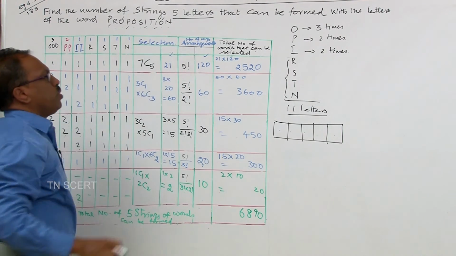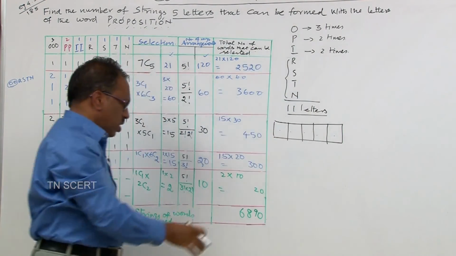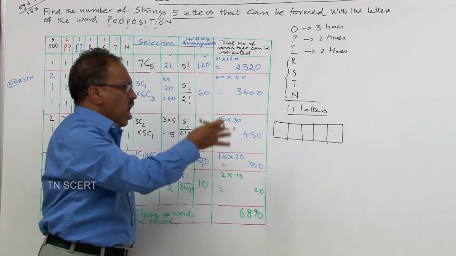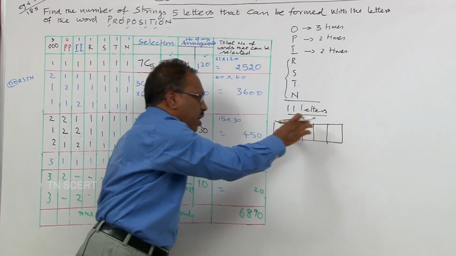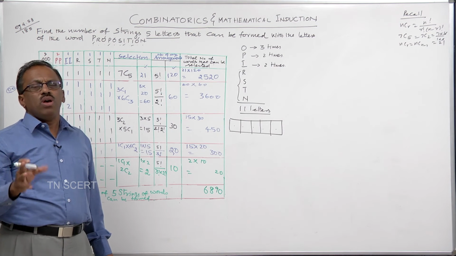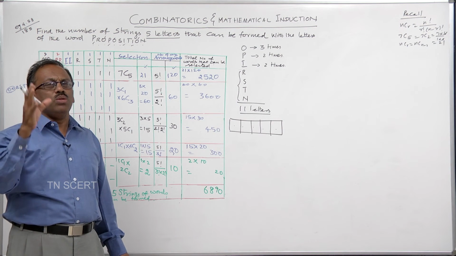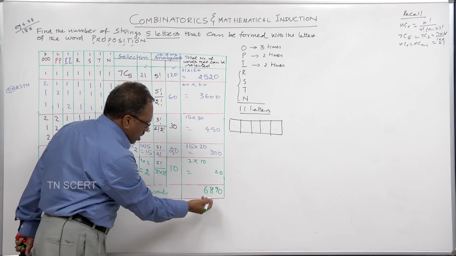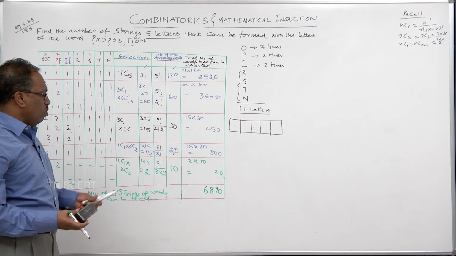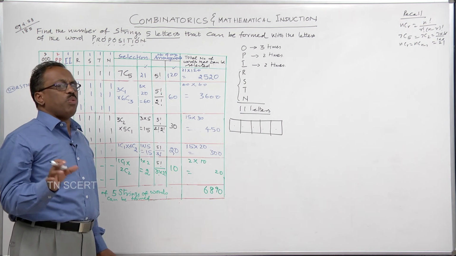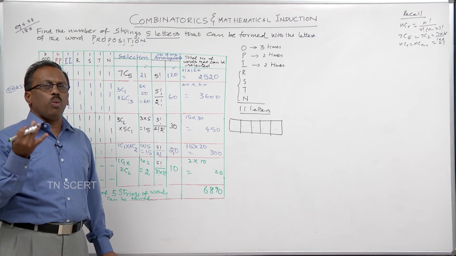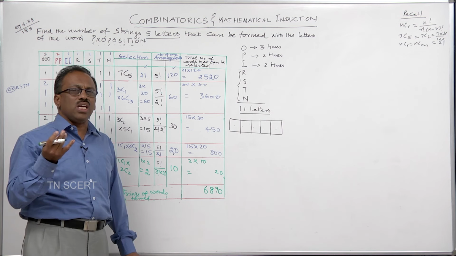using the letters proposition. Totally 11 letters in 5 boxes we have to allocate, and how each box should be allocated. This table gives you the complete picture of how we can form the words. So total number of words are totally 6,890 words can be formed with the help of 11 letters. What are the letters? P, R, O, P, O, S, I, T, I, O, N.